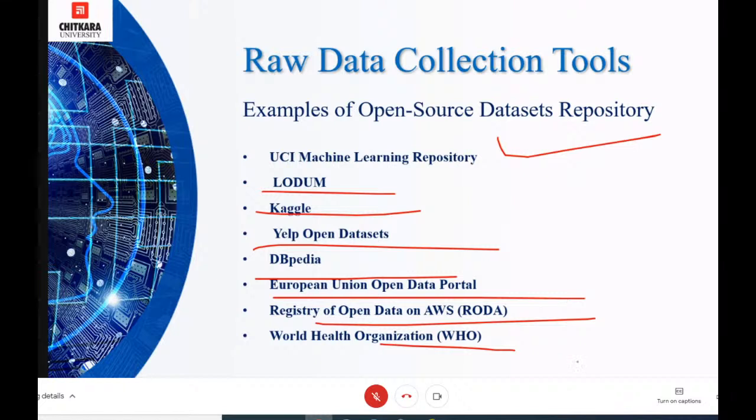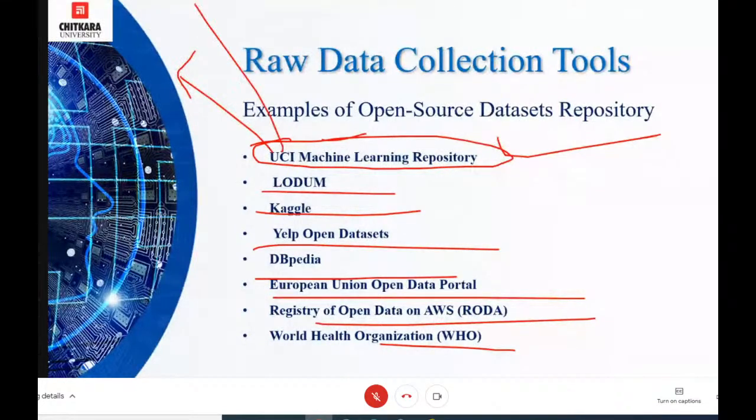You have already heard, and some of you have already explored these repositories, and you have already used datasets from them. We will discuss them one by one. The first is the very famous UCI Machine Learning Repository. U for University, C for California, I for Irvine. That is University of California, Irvine Machine Learning Repository.